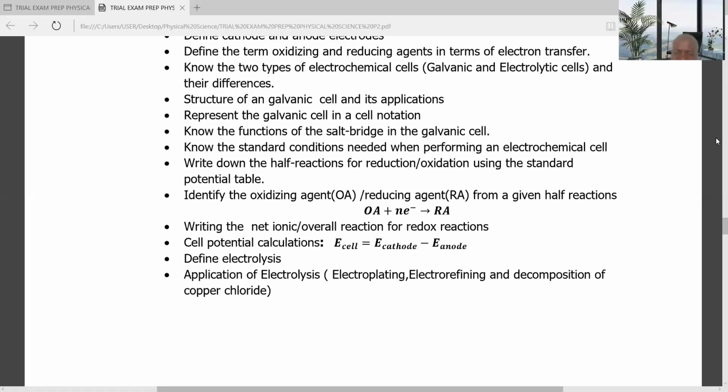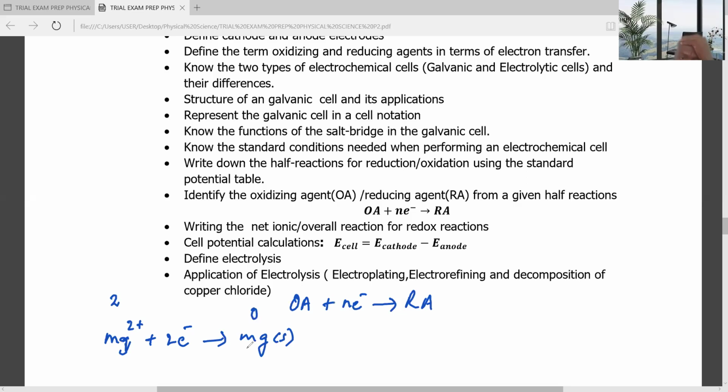So I was still saying that if we want to identify the oxidizing agent in a reaction, we know that oxidizing agent plus the number of electrons should always give us the reducing agent. So if I say magnesium ion plus 2 electrons gives me magnesium, what kind of a reaction is this? First of all, look at the oxidation number. The oxidation number of magnesium ion is 2, it's an ion. This one is 0, because remember I said a pure element is 0, and an ion has its ion charge. So there's a decrease in oxidation number. It means this undergoes a reduction.